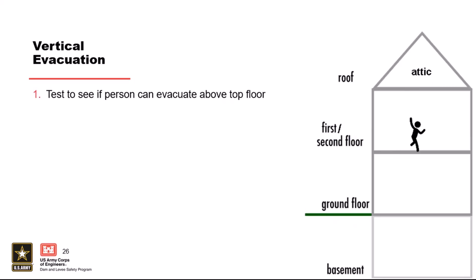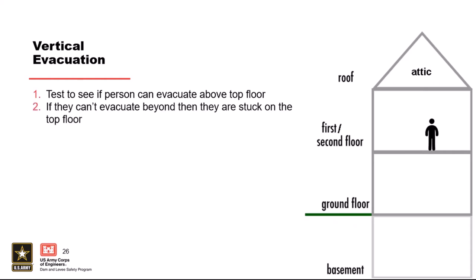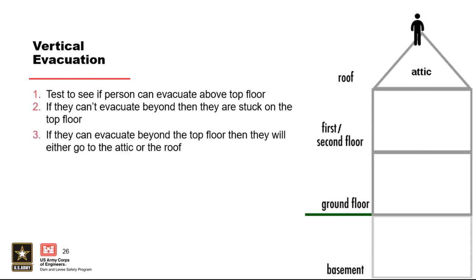Even able-bodied folks out there who own a home, not everyone knows that they have an attic or how to access it. I think everyone knows they have an attic if they have one, but not everyone knows how to access it. And so we want to be able to capture that. Not everyone is going to be able to get into their attic to evacuate. Some people may be stuck on their top livable floor. So if they can't evacuate beyond, they're stuck on the top livable floor. Otherwise, they either go to the attic or to the roof. Obviously, their ability to survive is different depending on if they're at the roof or top floor, depending on how deep the water gets.